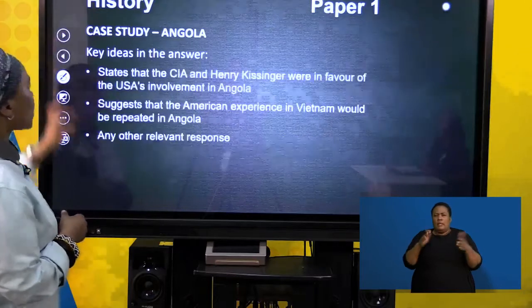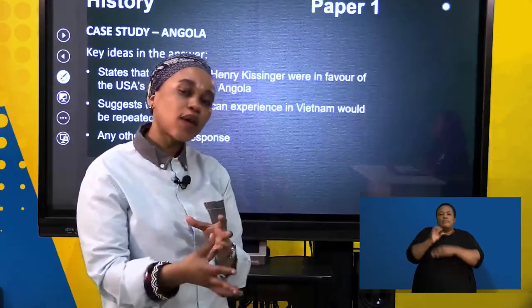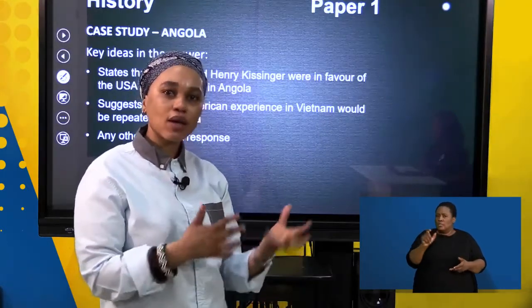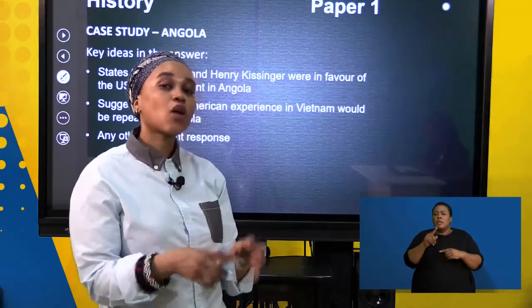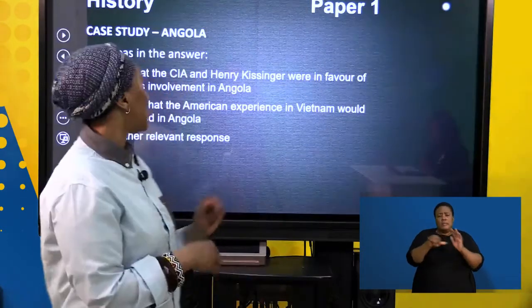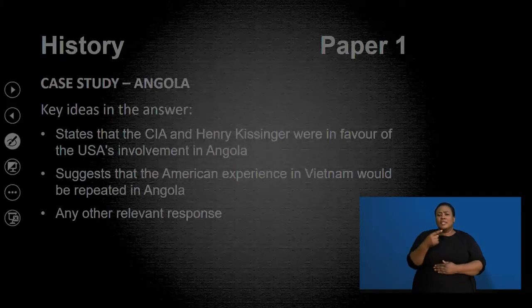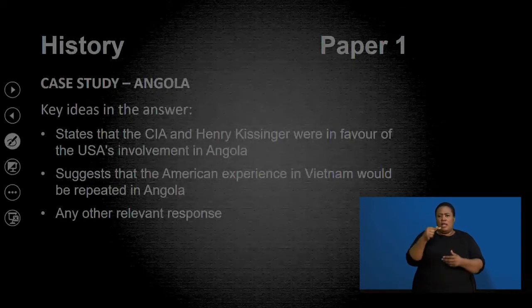Okay, now guys, remember, these are just the suggested responses. As I said to you, you are using your own words. There are different ways of answering a question like this, as long as you can support your answer with the visual clues from the source. That is what is important. So let's carry on. It states that the CIA and Henry Kissinger were in favor of the USA's involvement in Angola. It suggests that the American experience in Vietnam would be repeated in Angola.